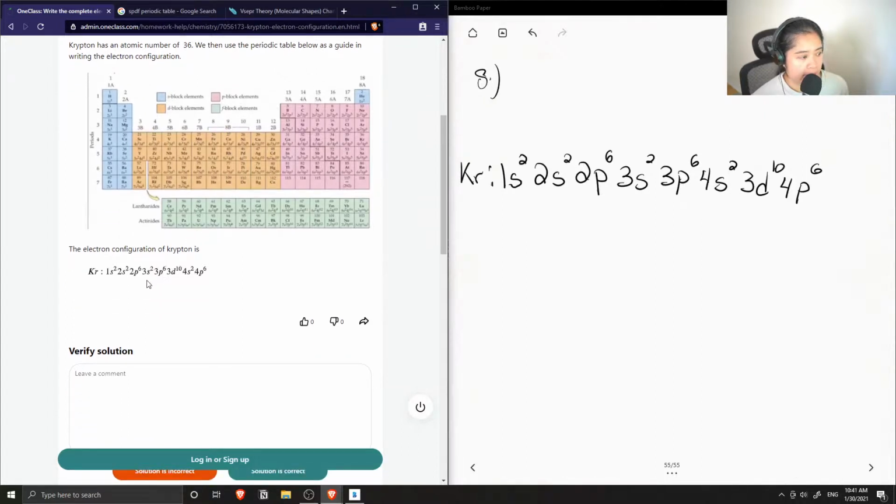But anyways, the junior tutor said the electron configuration is 1s2, 2s2, 2p6, 3s2, 3p6, and they wrote 3d10 first, so this is also what I mean. It can be lower in energy than the 4s orbital. And then they wrote 4s2 and then 4p6. Okay, so this solution is correct.